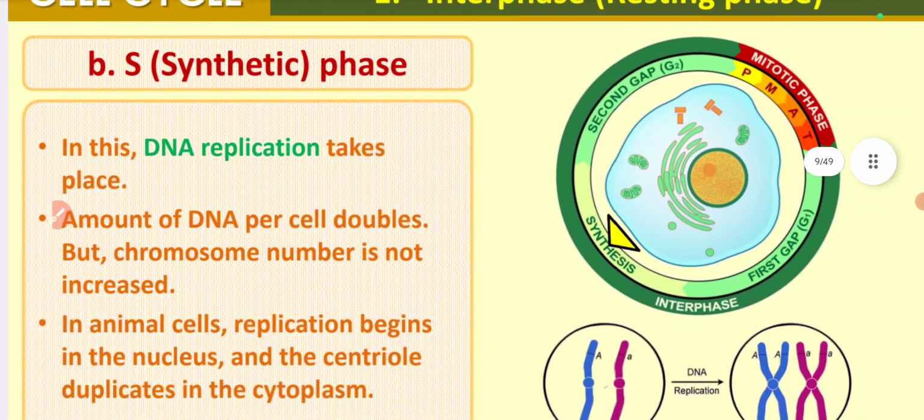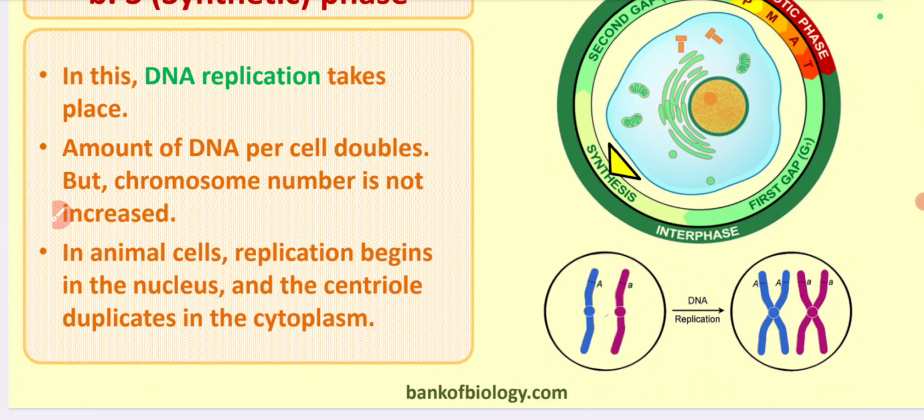Coming to the second phase, the synthesis phase. In this, DNA replication takes place, and the amount of DNA per cell doubles but the chromosome number is not increased. Your NCERT says that if the initial amount of DNA is denoted as 2C, then it increases to 4C. However, there is no increase in the chromosome number. So if the cell has a diploid or 2n number of chromosomes at G1 phase, even after S phase the number of chromosomes remains the same, that is 2n. In animal cells, replication begins in the nucleus and the centriole duplicates in the cytoplasm.